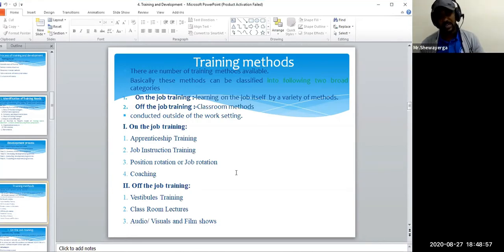Position rotation. Because of that, this type of training is on-job training. So such on-job training is known as position rotation or job rotation.